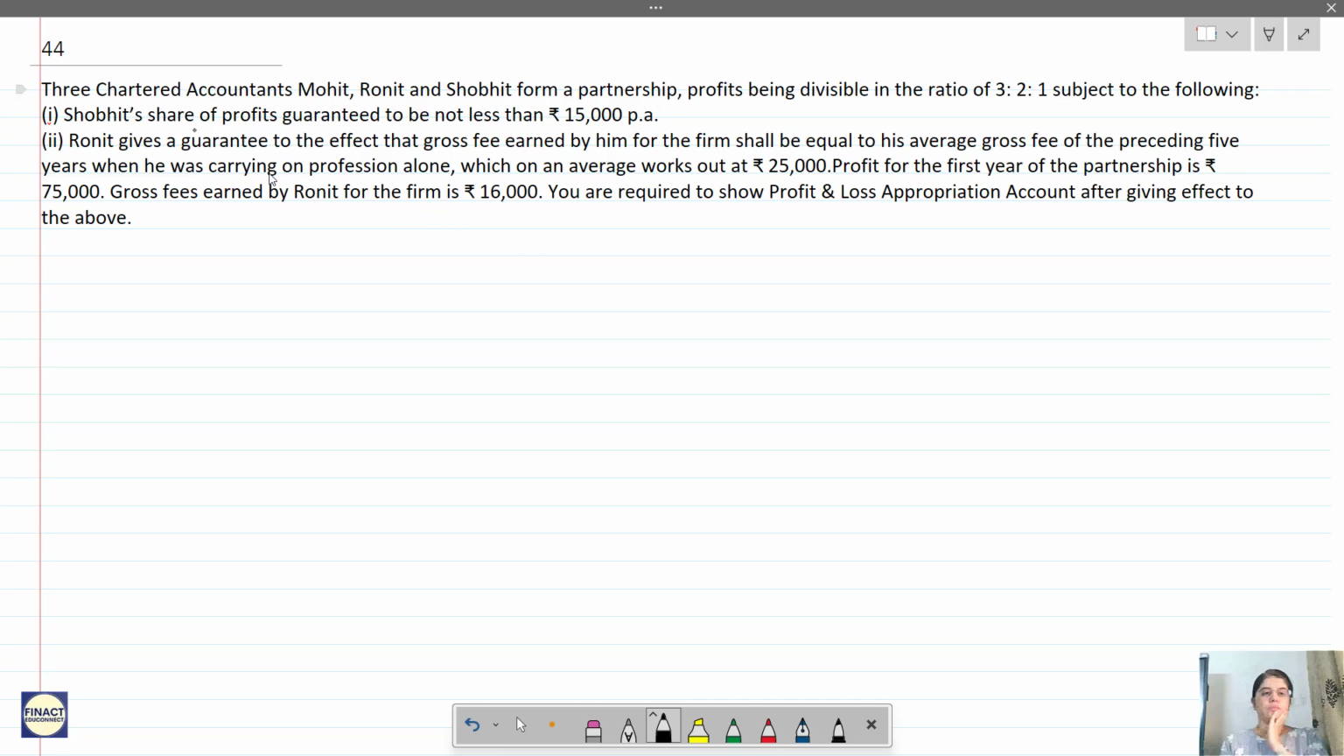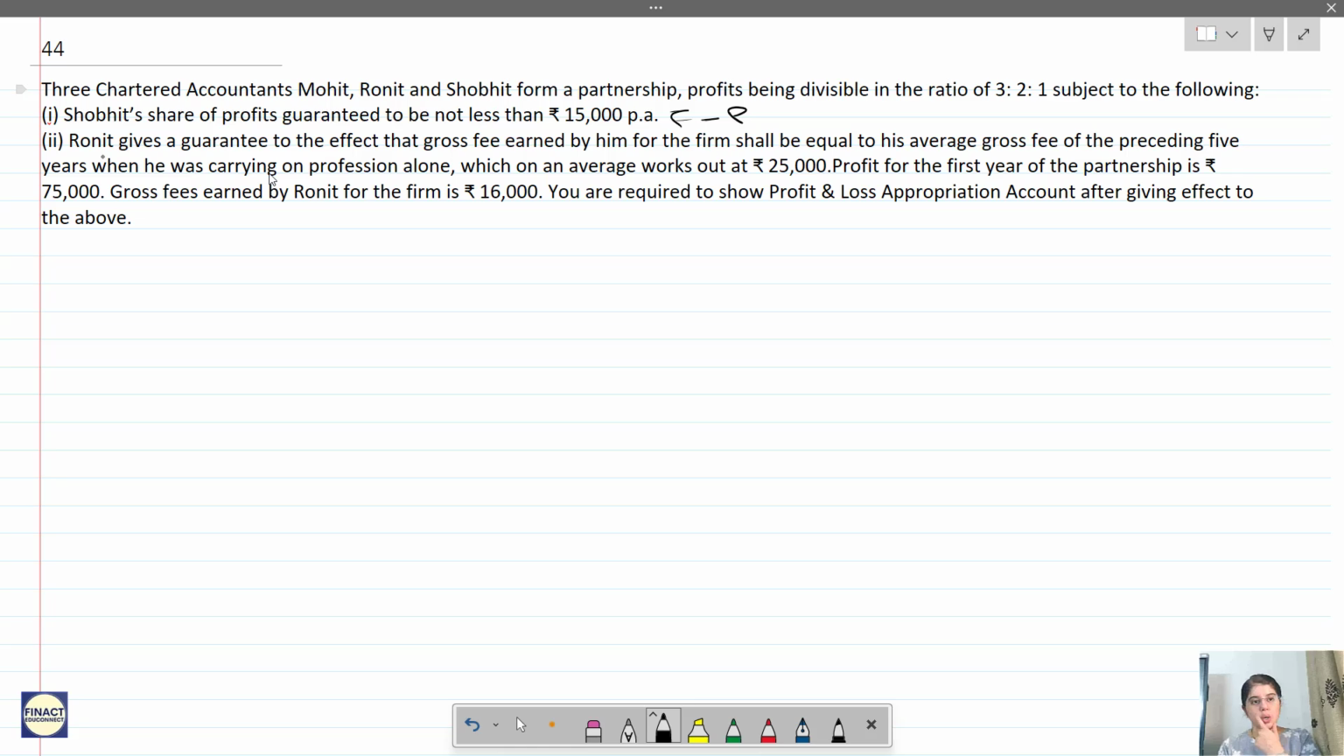So this is a chartered accountants firm. Okay. So 3 chartered accountants, Mohit, Ronit and Shobit, form a partnership, with profits being divisible in the ratio of 3:2:1, subject to the following. Shobit's share of profit is guaranteed to be not less than 15,000. Now who has guaranteed this profit? Nobody, right? This is not partner to partner, so it will be firm to partner guarantee.